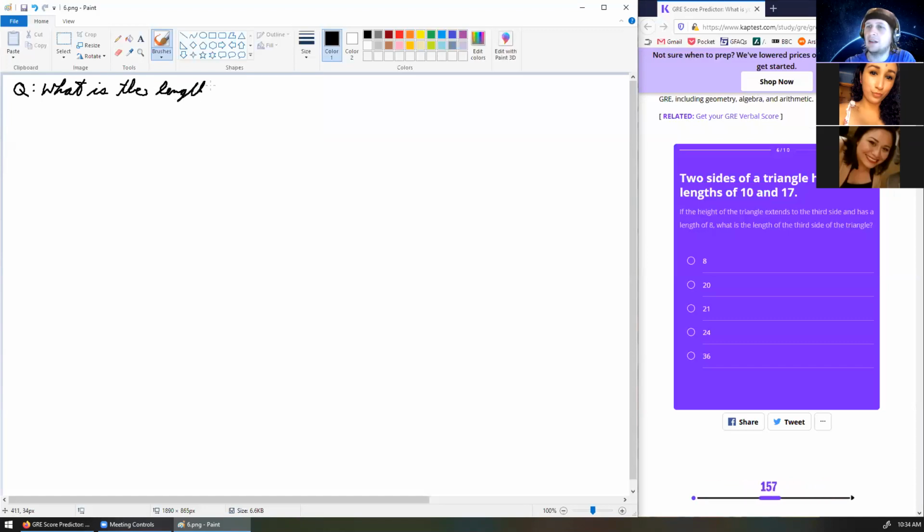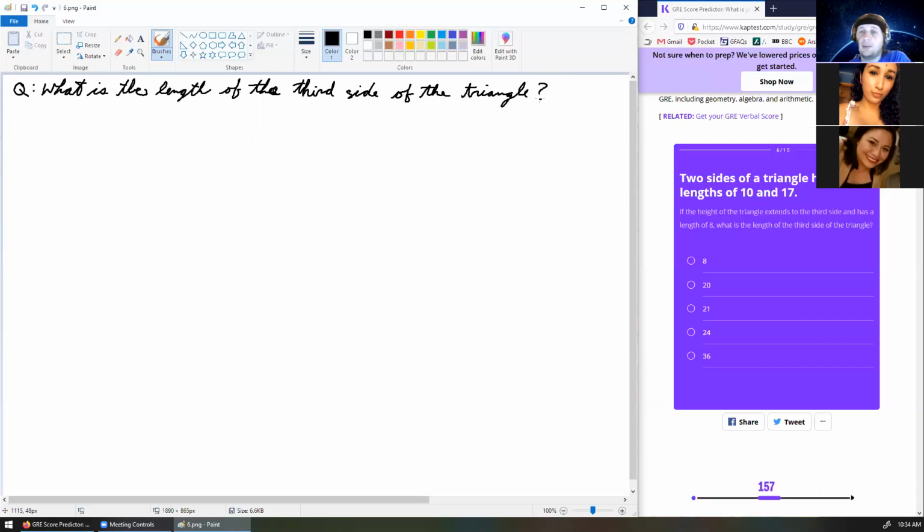People want to join. Length of the... Well, we can call that our X side, or third side. Side of the triangle. Okay, what is the length of the third side of the triangle?